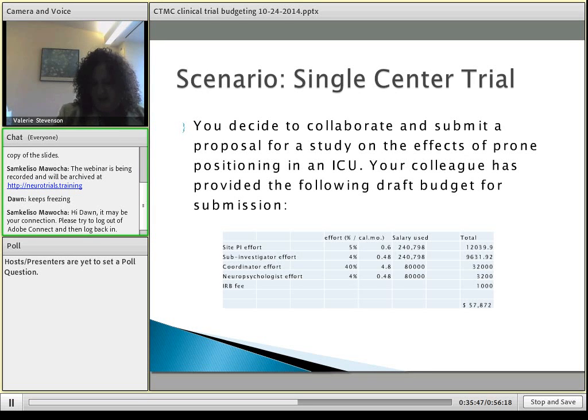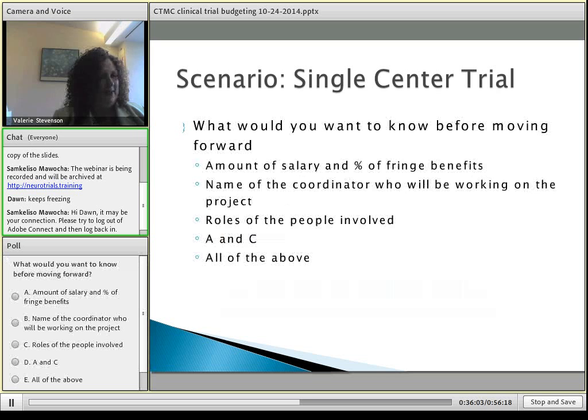So you can see the numbers there, the salary amount they're using. They have the effort there, and they have the totals. I just want to take a quick poll and see what people understand that they would need to know next. What would you want to know before you move forward or turn this budget in? There's a couple of choices there. So if you have a couple moments and you're by your computer, you can answer the poll.